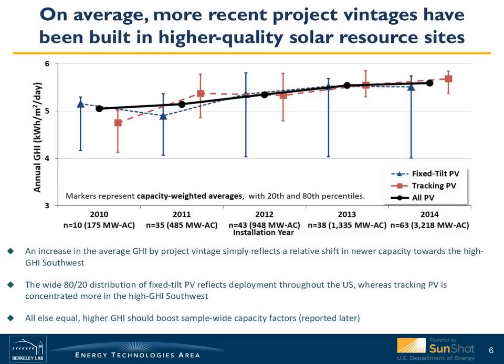In addition, we have here these little whiskers that represent the 20th and the 80th percentile of the project distribution. We see that tracking PV projects have a much narrower band, meaning that they are located in the desert Southwest primarily, whereas fixed tilt really spans the East Coast and the Northeast and the West, and so has a much wider distribution here. All else equal, the higher the global horizontal irradiance, as a proxy for plane of array irradiance, should boost the capacity factor, and that we will talk about later.